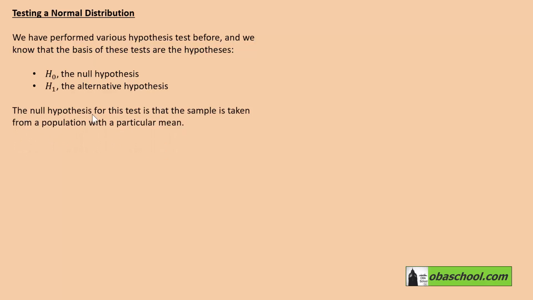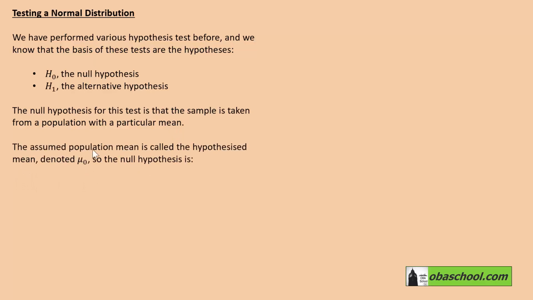The null hypothesis for this test is that the sample is taken from a population with a particular mean. The assumed population mean is called the hypothesized mean, which is denoted by mu0. So the null hypothesis, H0, is that the mean is equal to the hypothesized mean.